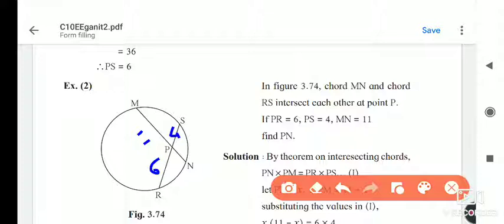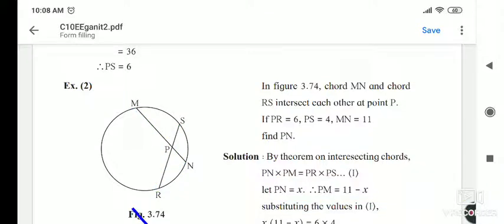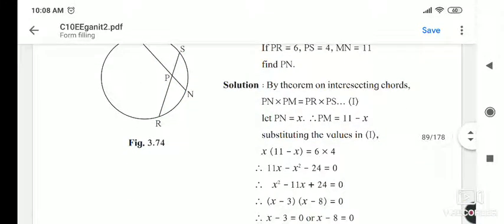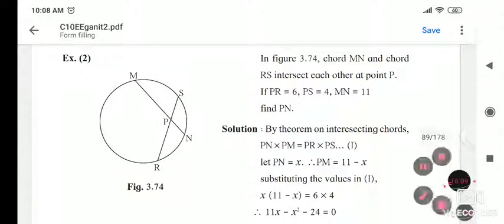What do we have to find out? The value of PN. First of all, as these chords intersect each other internally, the product of PN into MP is equal to SP into PR. That is by using the property here.